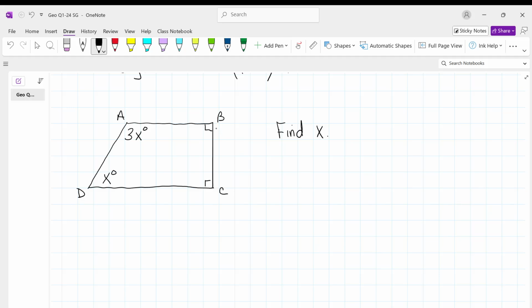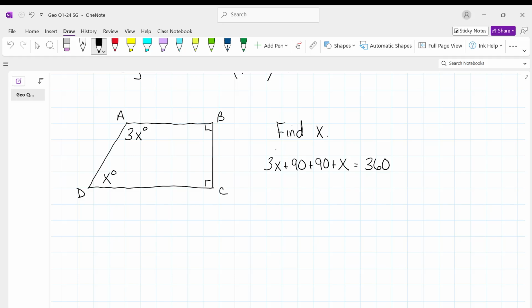So in this case, the first thing we need to do is determine what the 4 angles need to sum. Quadrilateral. What do the angles sum to in a quadrilateral? 360. So angle A plus B plus C plus D, those 4 angles added together have to equal 360. So we go 3x plus 90 plus another 90 plus x has to equal 360.